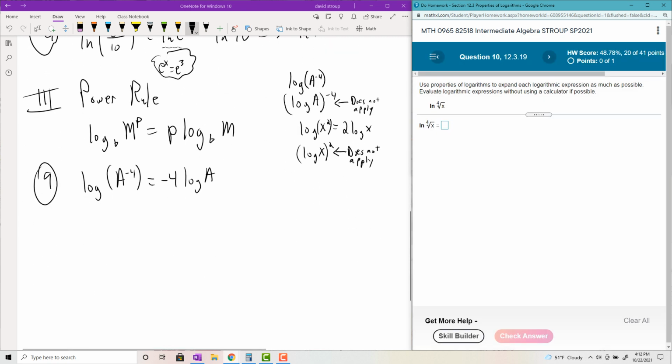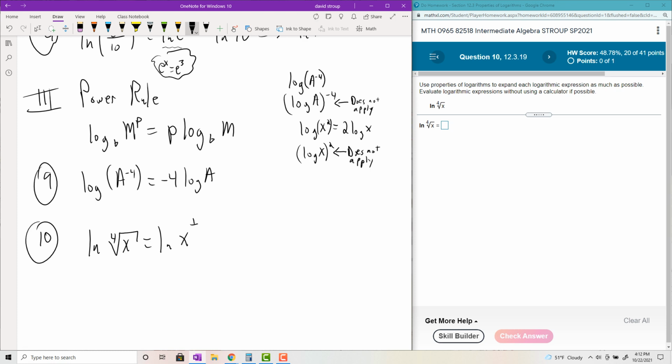This is one of those ones where it looks like the power rule doesn't apply, but it's the 4th root of x. I need to rewrite that. You do that a lot later in math, rewriting these roots. So it really is the ln of x to the 1/4, and then you take the 1/4 and put that in front of the ln x, and then you're done.